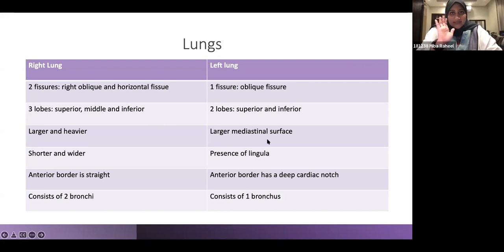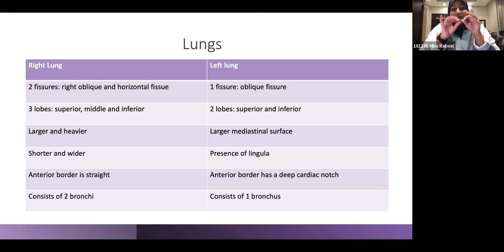The left lung has a larger mediastinal surface because I just mentioned that most of the heart is towards the left lung. For the right lung, the anterior border is straight, whereas for the left lung, there's a deep cardiac notch. Again, the heart is present towards the left side a little, so it's kind of pushing into the left lung. That's why the left lung has an imprint of the heart. It's like how you walk on wet sand and it leaves a footprint. Similarly, it's the same thing in the left lung. Because of the heart being against the left lung, there's an imprint of the heart on the lung. So the anterior border of the left lung has a cardiac notch. And the right lung has two bronchi, whereas the left lung has one bronchus, okay?